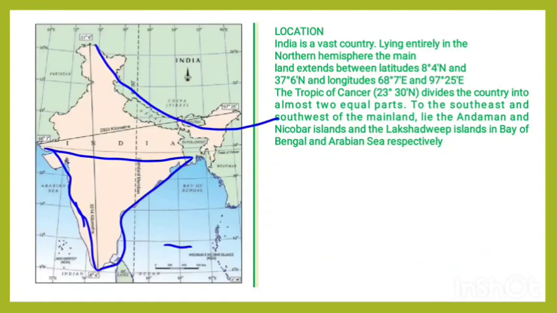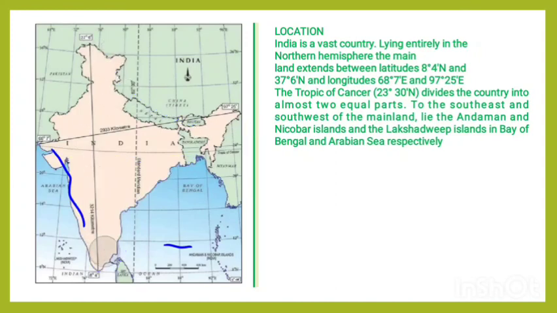Okay, if you see the map, with the help of the map we will discuss that India is surrounded by the Himalaya in the north. The Himalaya is a young folded mountain.